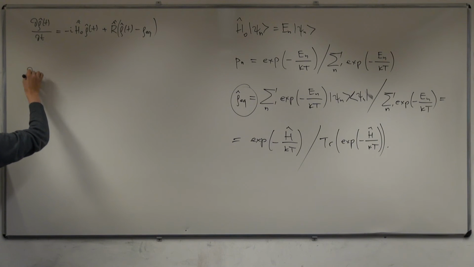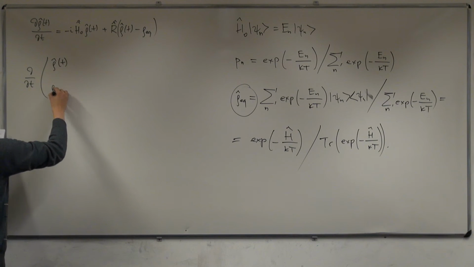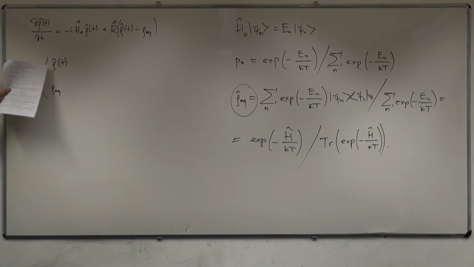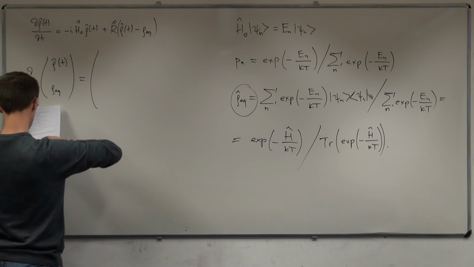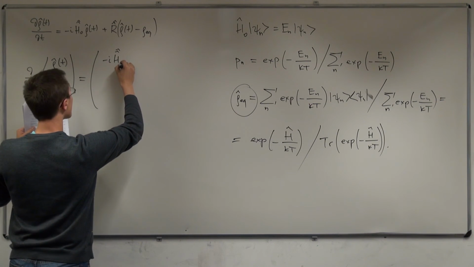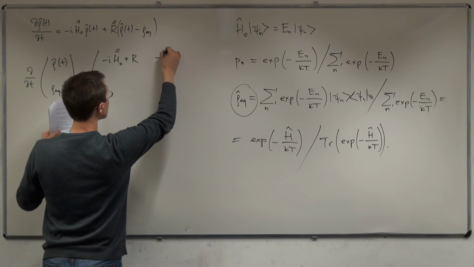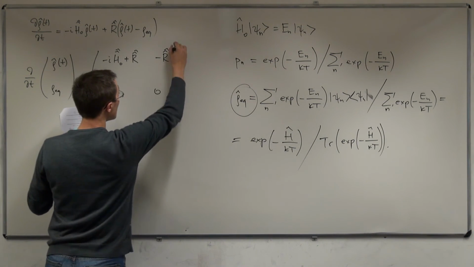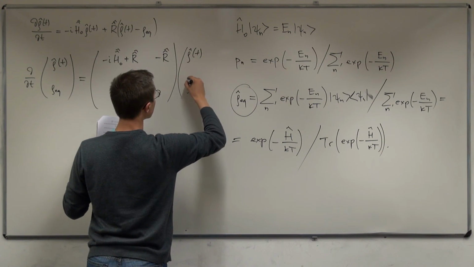So what we can say is d by dt of rho of t, but we will put rho equilibrium in here, so we just take our density matrix in the vectorized form, and we stick the equilibrium state vector just underneath it. You'll see why in a moment. So that would be, and we'll make a block matrix here, and this block will be iH double hat not plus R, so the usual Liouville-von Neumann equation, minus R double hat, 0, 0, acting on the same vector, rho of t, rho equilibrium.